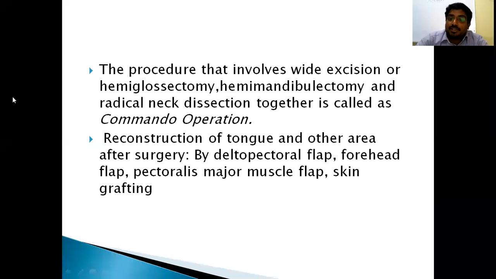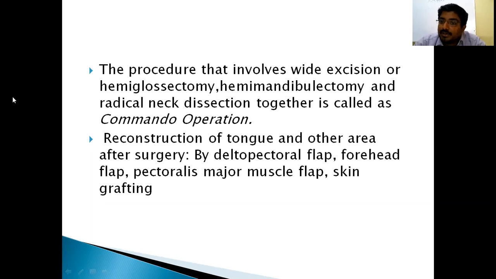Then if reconstruction is needed, we will go for the deltopectoral flap, forehead flap, pectoralis major muscle flap, and skin grafting, thick skin grafting. See here the surgeries. If it is a small raw area, then you will go for re-epithelialization, secondary healing. Otherwise, if it is a small primary excision, we will go for primary closure. If it is a bigger one, then we will go for flaps. What are the flaps? Deltopectoral flap, forehead flap, pectoralis major muscle flap, or skin grafting, a thick skin grafting.